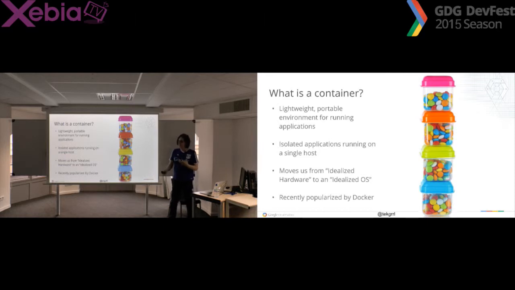And then we move ultimately from the idea of having idealized hardware, which is what we have with the hypervisor, virtual machines, etc., to moving a layer above and having the idea of an idealized operating system. And containers, of course, have been recently popularized by Docker. So the last question is, how many of you have heard of Docker? Yeah. How many of you have actually spun up a Docker container? Right. So I want to see the people who didn't put their hands up for both of them. But yeah, a lot of people have heard of Docker, but not everybody's spun up a Docker container.